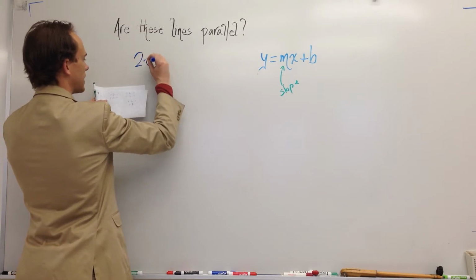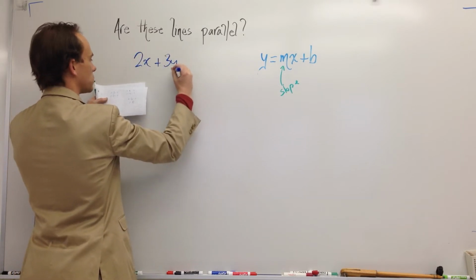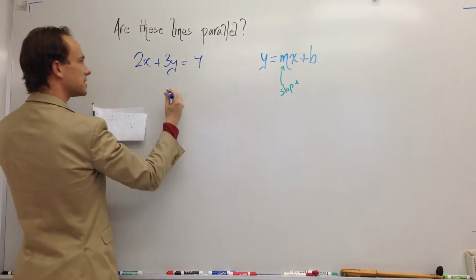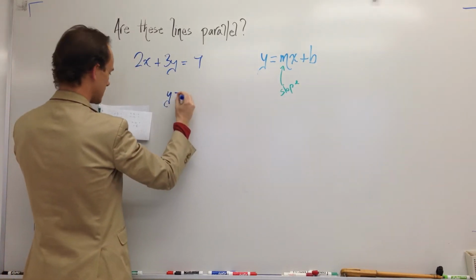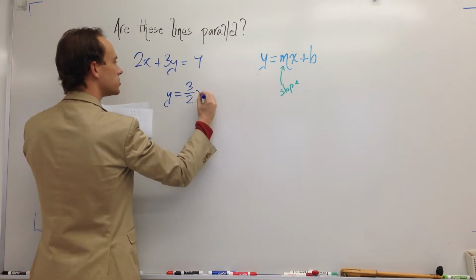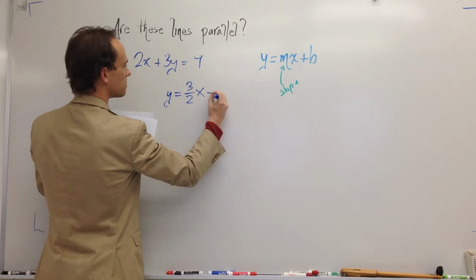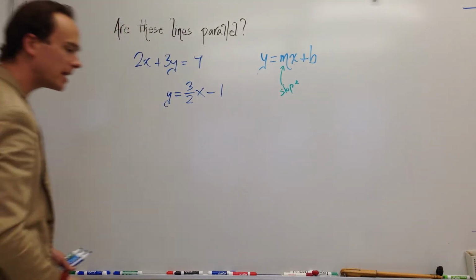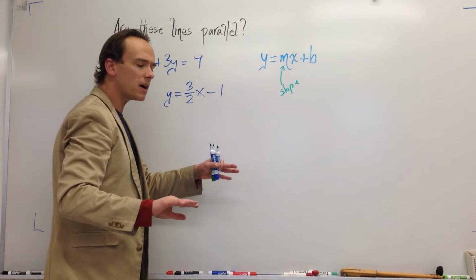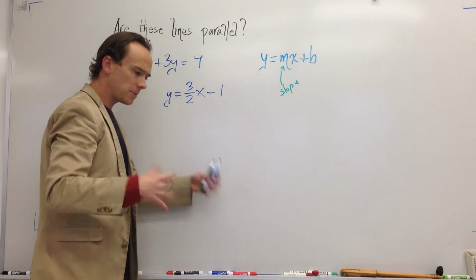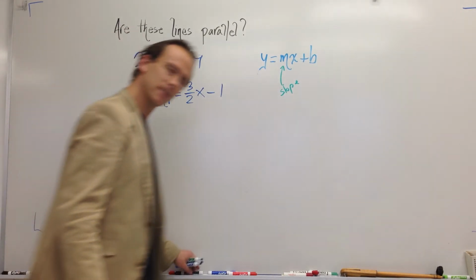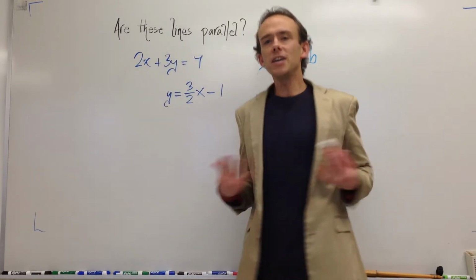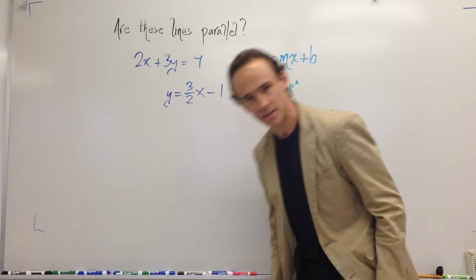We've got 2x plus 3y is equal to 9. Is this line here parallel to this one here? Y is equal to 3/2 x, let's go with minus 1. Are these parallel? Hit pause and figure it out. Hit pause and just try it. Hit pause and don't be afraid to fail. We aren't afraid to fail here, not in our class, not in our internet classroom.